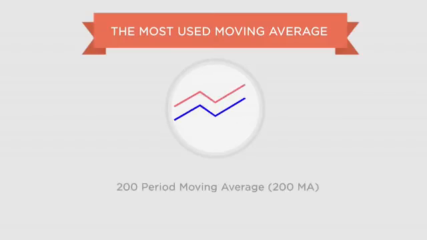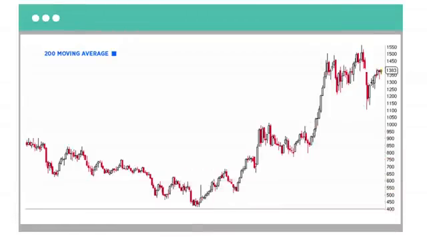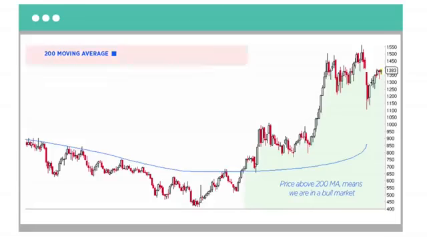I'll get straight to the point here. The 200 period moving average is the most used moving average by traders and institutions worldwide, meaning billions of dollars are looking at the moving average 200 every day. Now we can use this moving average as an indicator for overall market direction. It's very simple. If markets are consistently above 200 MA, then we're in a bull market. If the markets are consistently below 200 MA, then we're in a bear market.